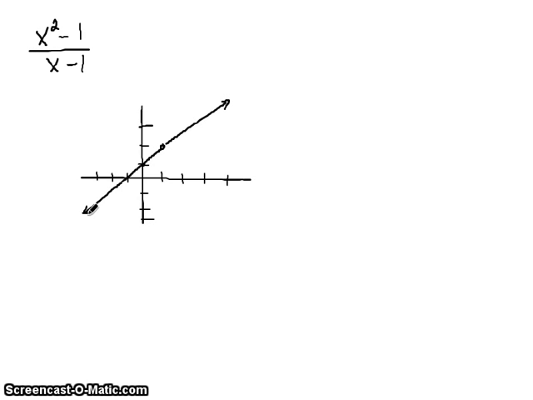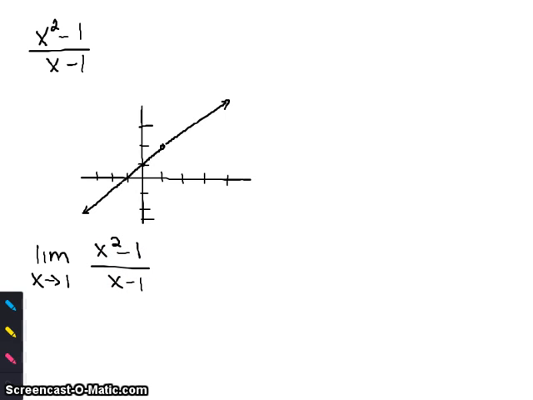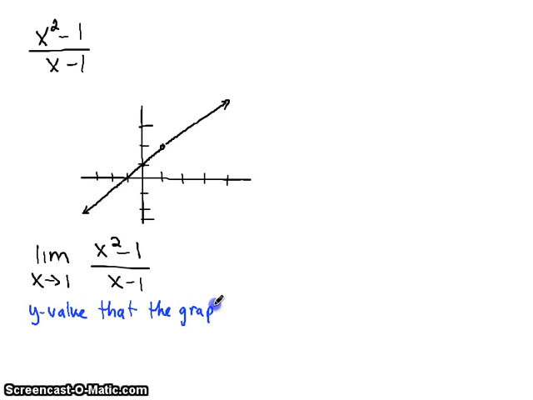So when we think about our definition, let's think about an actual limit here. We want to find, let's say, the limit as x approaches 1 of x squared minus 1 over x minus 1. So what this is asking us to do is find the y value that the graph approaches as we get closer to x equals 1.